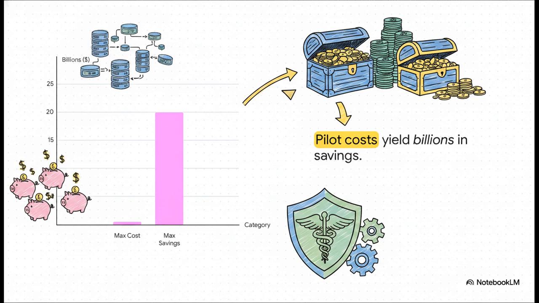Now, I know that sounds like a lot, but spending millions upfront is mathematically necessary to secure billions in long-term taxpayer savings. Even a modest 10% reduction in improper payments yields $7 to $20 billion in annual savings. Think about that. It pays for itself almost immediately.